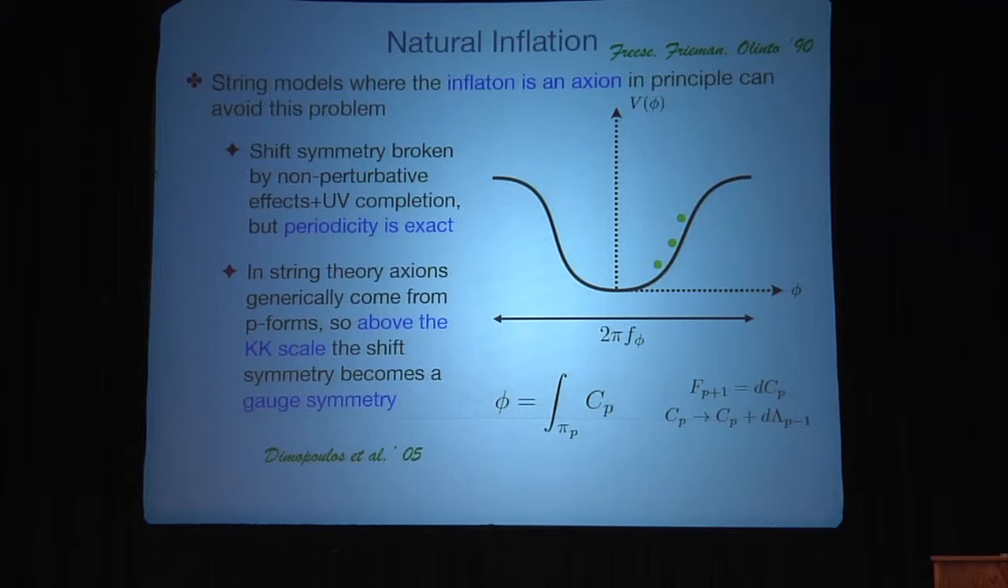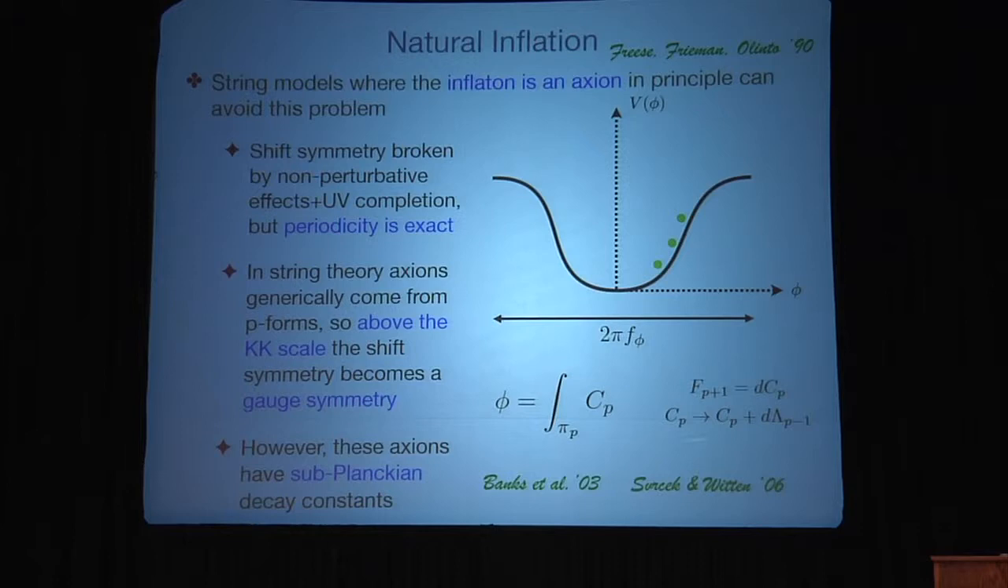Well, the only problem here is that, as Eva already said, these axions will have a sub-Planckian decay constant, so we cannot hope to have a large excursion, a trans-Planckian excursion of the inflaton in this sort of model in which the potential is generated by non-perturbative effects.